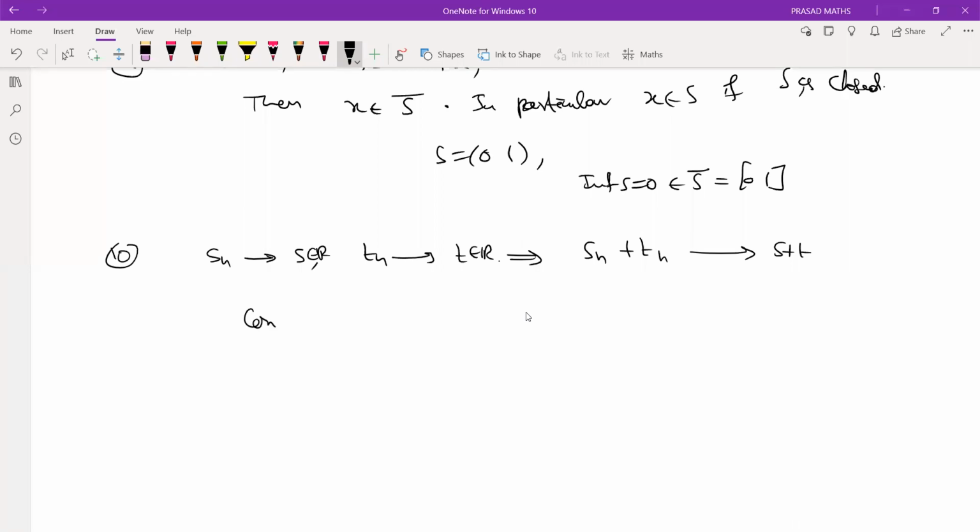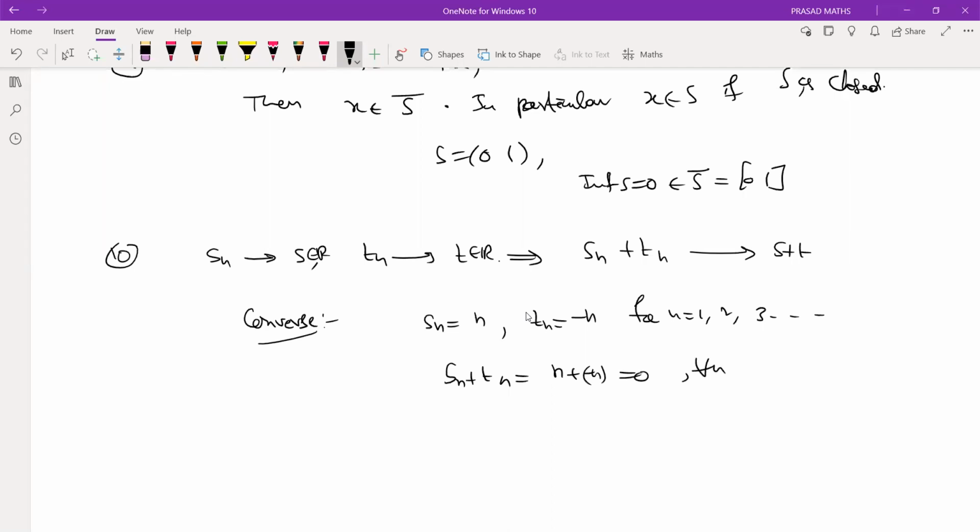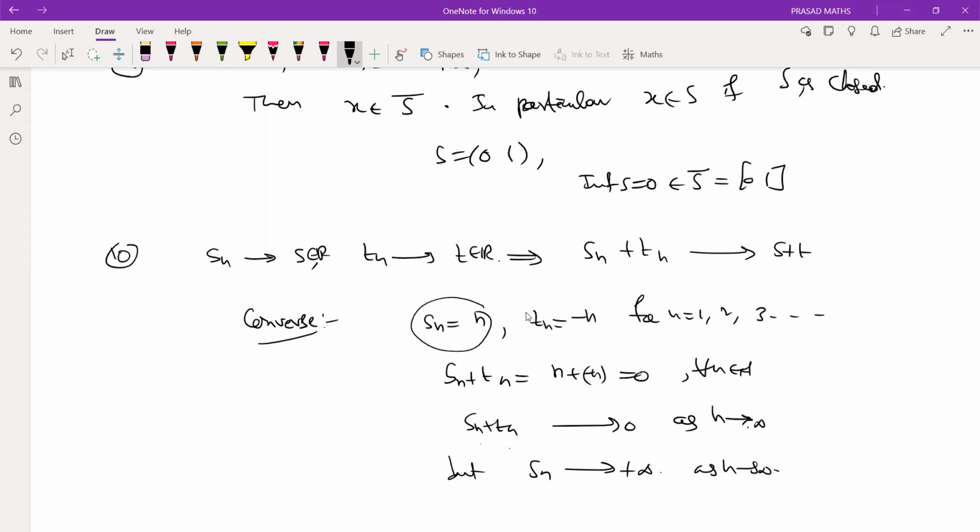But look at the converse. The converse may not be true. Suppose you take Sn equals n, Tn equals minus n, for n equals 1, 2, 3, 4 and so on. Then what is Sn plus Tn? It is n minus n, that is 0. This is true for every n, so it's a constant sequence. Therefore, Sn plus Tn converges to 0 as n tends to infinity. So Sn plus Tn is convergent, but Sn fails to be convergent. Sn is divergent.